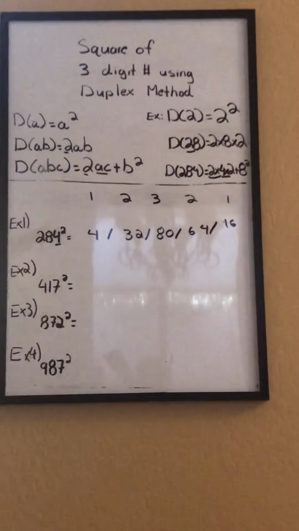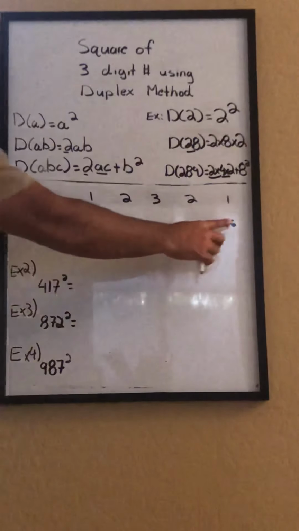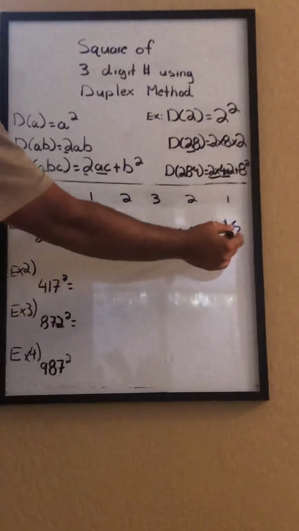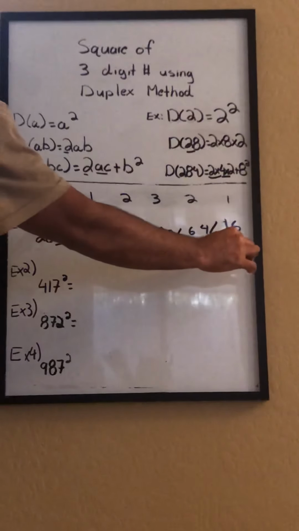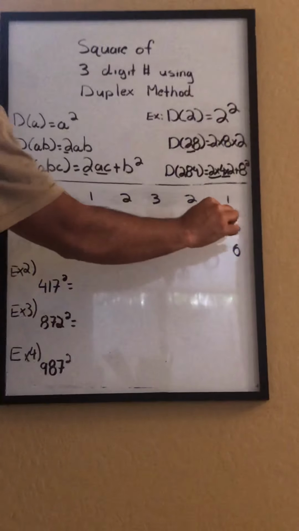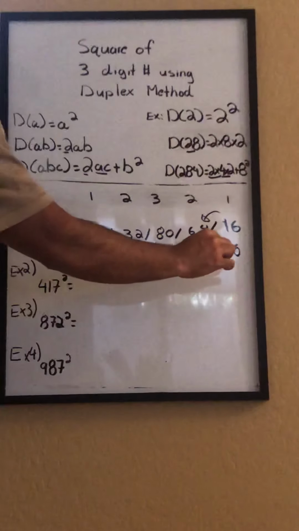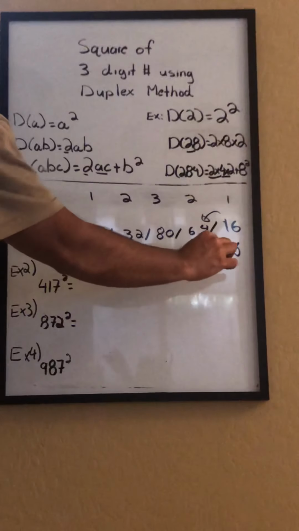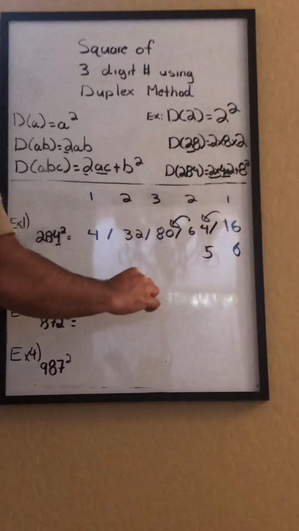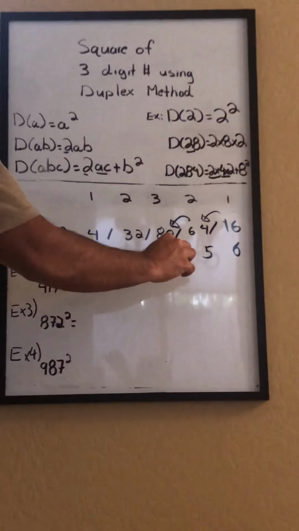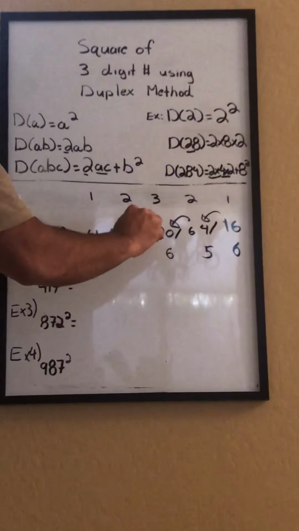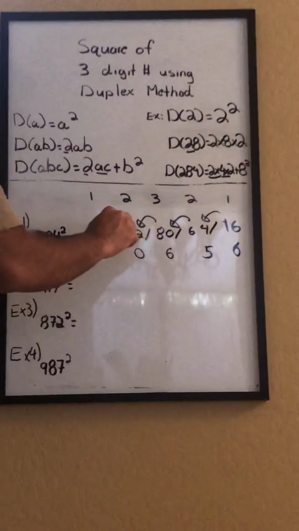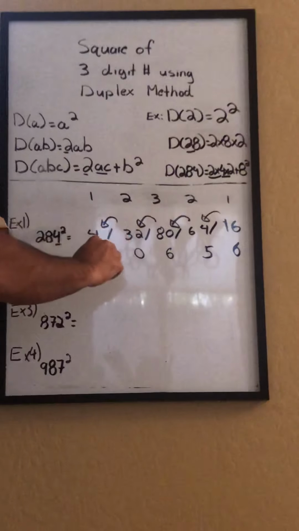Okay? So we're going to keep the units digit and carry the tens digit, okay? So I see a 6 here, I'm going to write a 6 here, carry the 1. 64 plus 1 is 65. So I'm going to write a 5, carry the 6. 80 plus 6 is 86, so I'm going to write a 6, carry the 8. 32 plus 8 is 40, so I'm going to write a 0, carry the 4. And 4 plus 4 is, of course, 8.